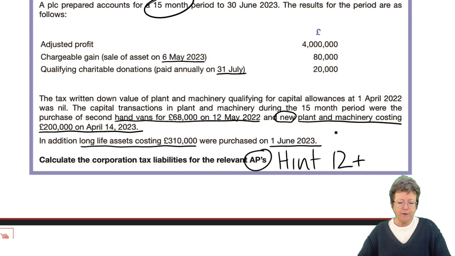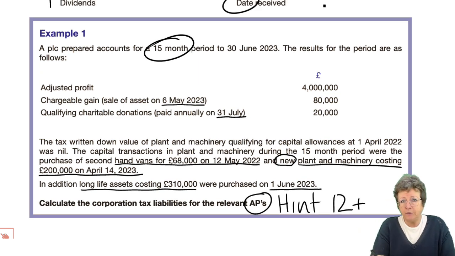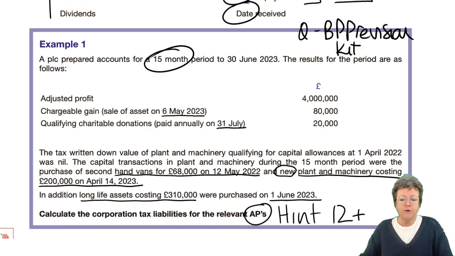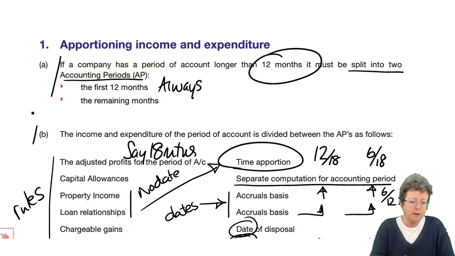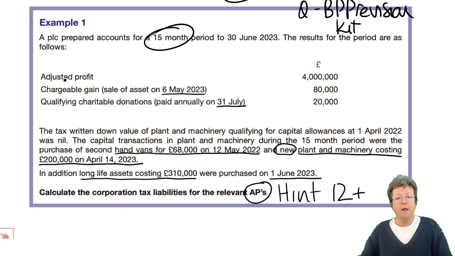So that's an example, with no extra questions to do, but you will find questions in your BPP revision kit, because these rules could be multiple choice questions in Section A, and I have seen a question with an extra long period like this in an exam, so you will find one in your revision kit.